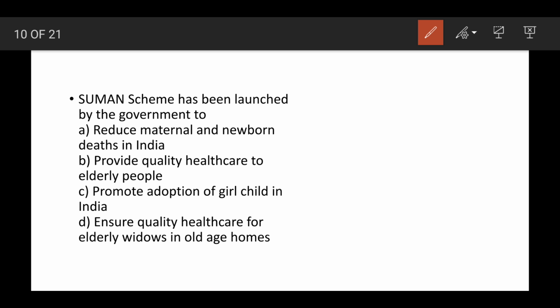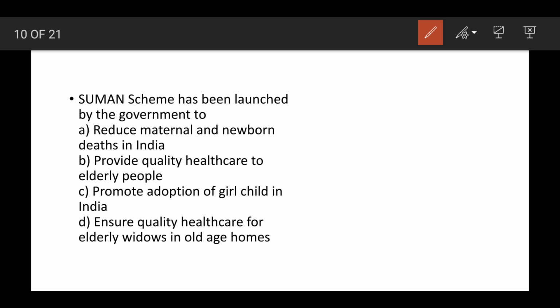Another question is what is the Suman scheme? What is the Suman scheme? The Suman scheme has been launched by the government. What is the purpose, what is the aim of the Suman scheme that is launched by the government?